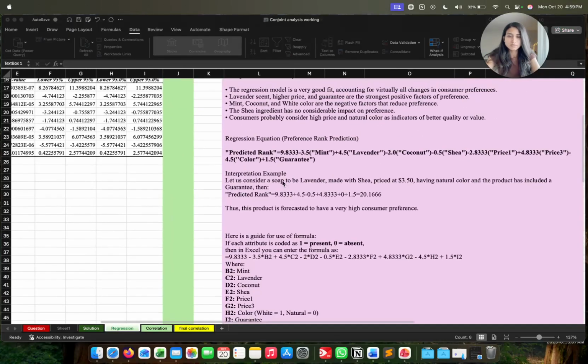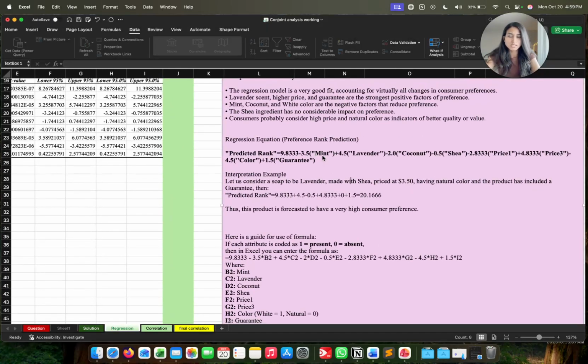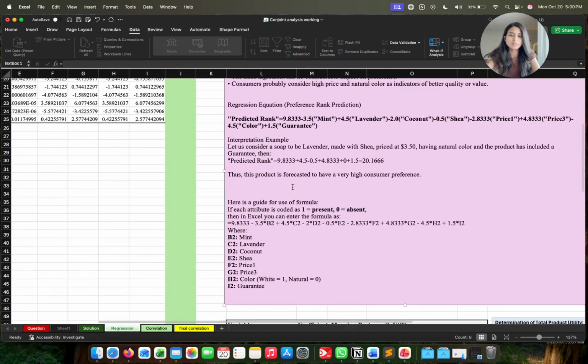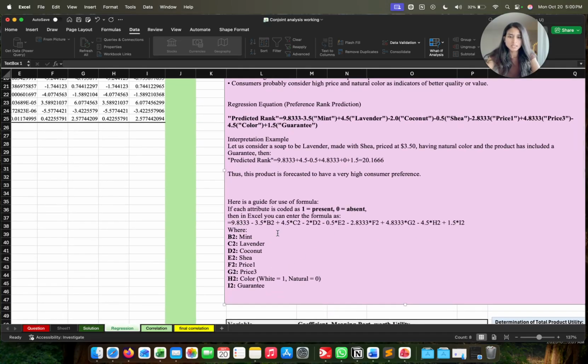For example, based on our preferences of taking mint as the ingredient, and lavender and coconut, and these are different combinations of the attributes that we are given, the preferred rank is calculated as 20.16, and this is the forecast that it's a very high consumer preference.